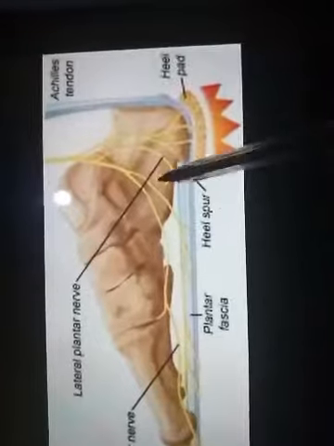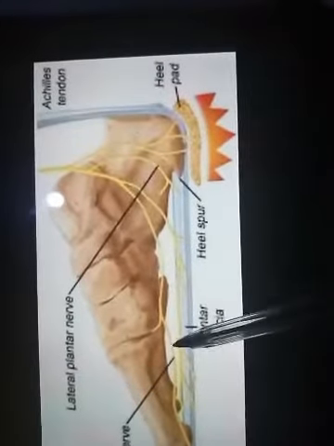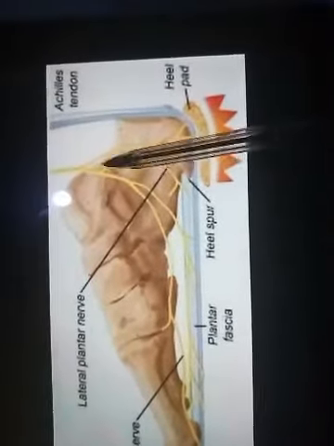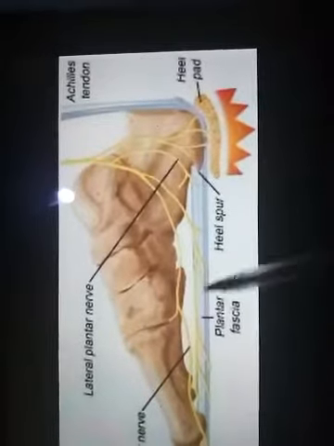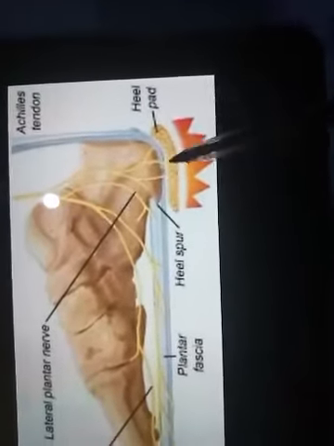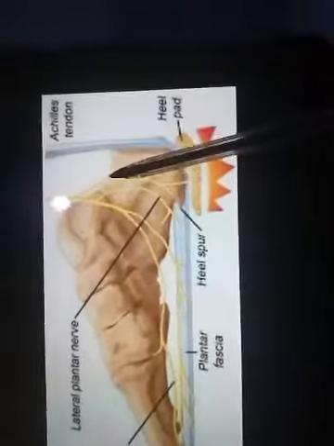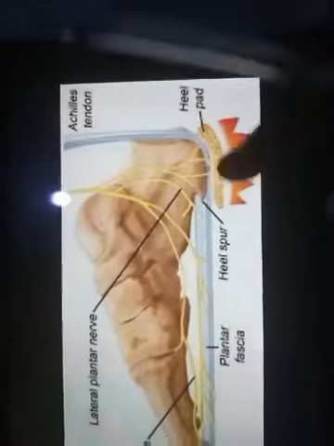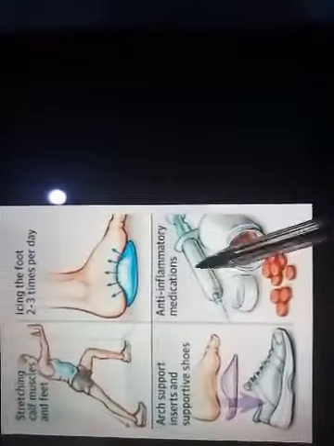This is the anatomy of the foot. The yellow ones are the nerves. This is the plantar fascia. This is the heel pad, and this is the Achilles tendon.